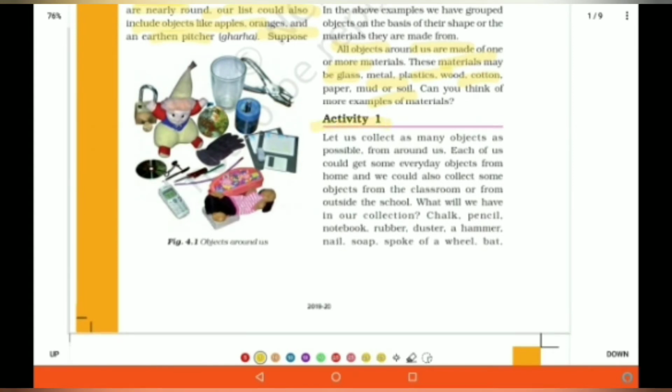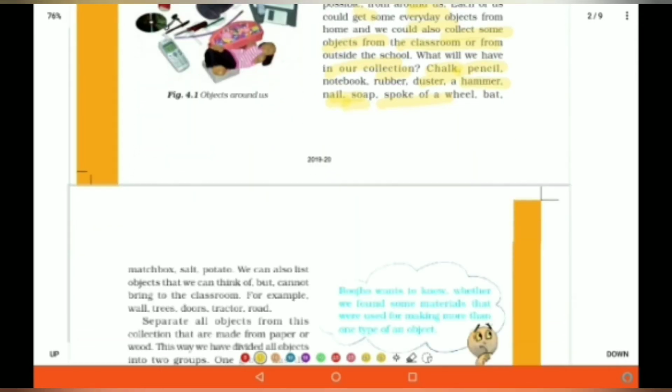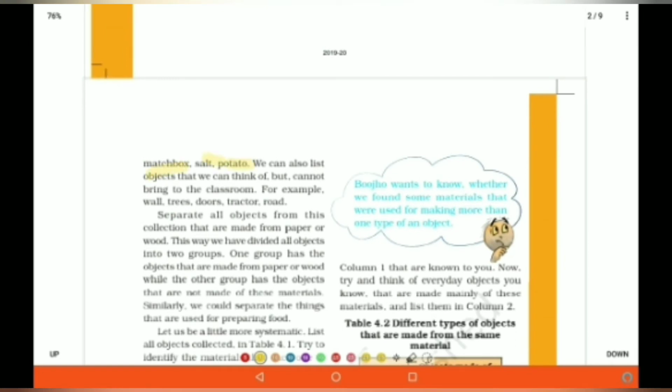Activity 1. Let us collect as many objects as possible from around us. Each of us could get some everyday objects from home, and we could also collect some objects from the classroom or from outside the school. Now, our collection may consist of chalk, pencil, notebook, rubber, duster, a hammer, nail, soap, spoke of wheel, bat, matchbox, salt, potato, and many other things. Right from outside the class, we can find walls, trees, doors, tractors, and road.